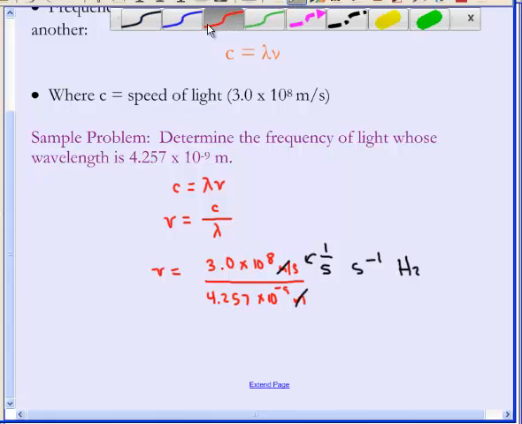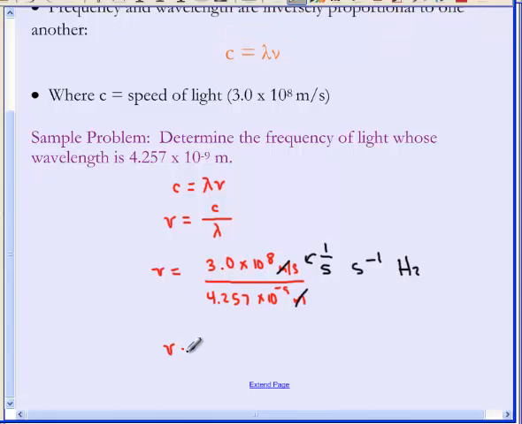If you plug these values into your calculator, and hopefully you're doing this problem along with me so that you know how to do it in class next time, you plug those two values in, you should get something like 7.05 times 10 to the 16th hertz. If you did not get that answer, double check your math. Again, sometimes when you're plugging in scientific notation into your calculator, it's a little particular.